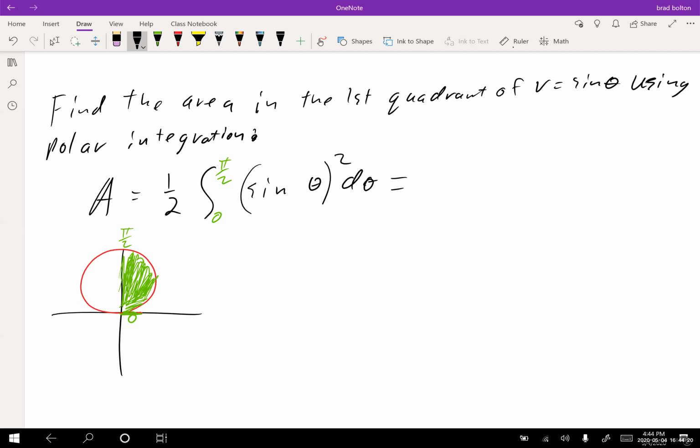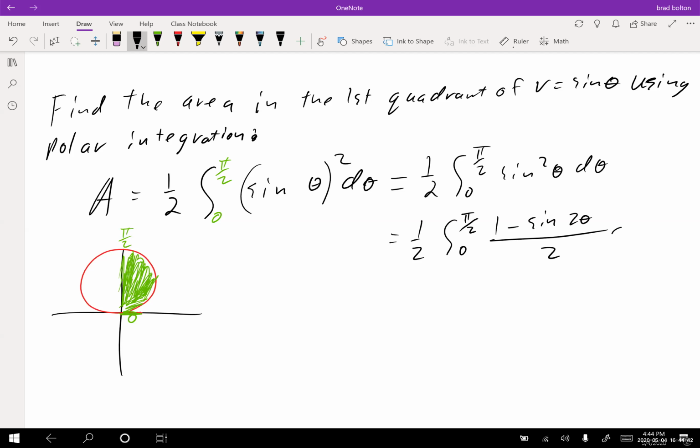Now, hopefully you guys are kind of getting the hang of this. This is going to be 1/2 times the integral from 0 to pi over 2 of sine squared theta d theta. But this should be something that you recognize from previous exams. This is actually 1/2 integral from 0 to pi over 2 of (1 minus cosine 2 theta) all over 2. This is how we can reduce the formula from a squared power to a first power.